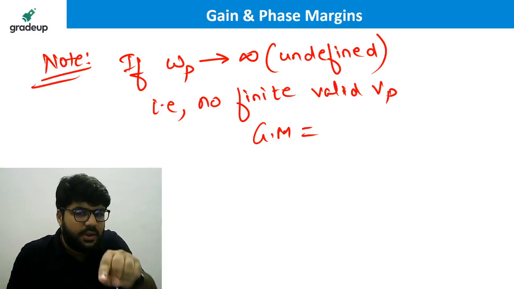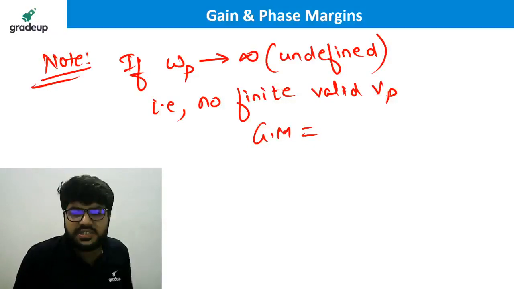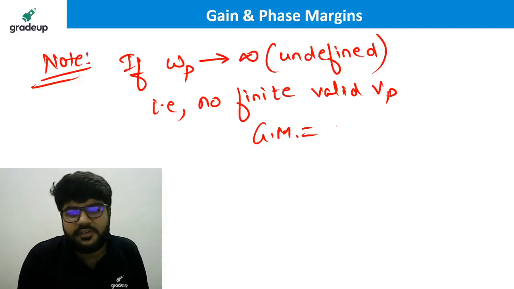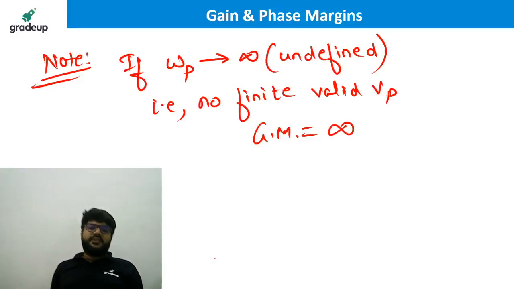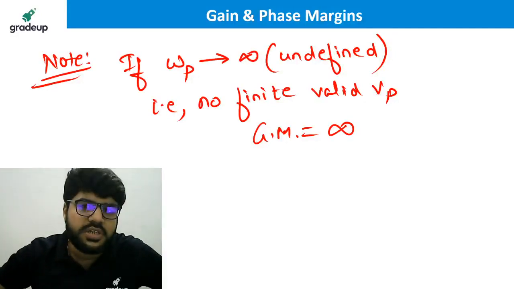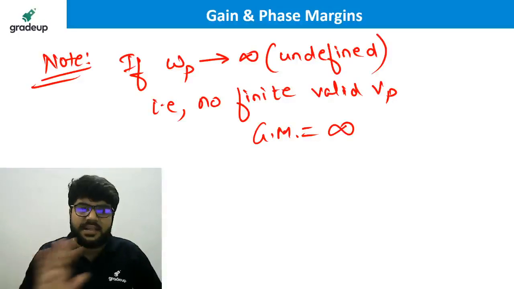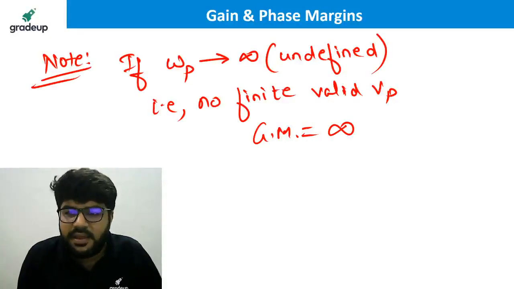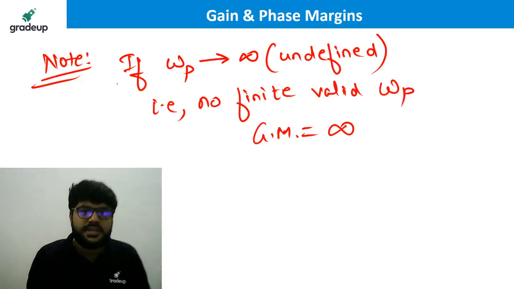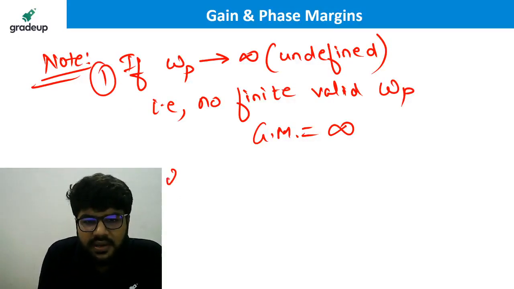When you are diving into origin, the magnitude at origin is 0. I repeat, the magnitude at origin is 0. Gain margin will be 1 upon 0, infinity. 20 log infinity is infinity. So gain margin will be infinity there. You can take it as a conclusion. When omega p tends to infinity, matlab there is no finite valid omega p, gain margin tends to infinity. Okay. Number 1. Now, number 2.